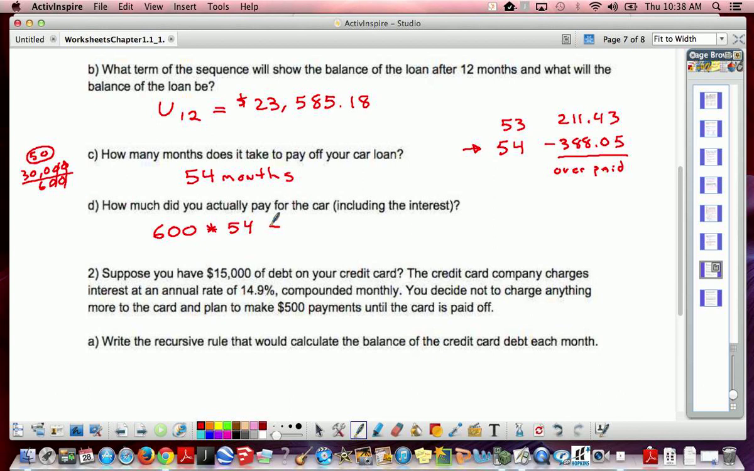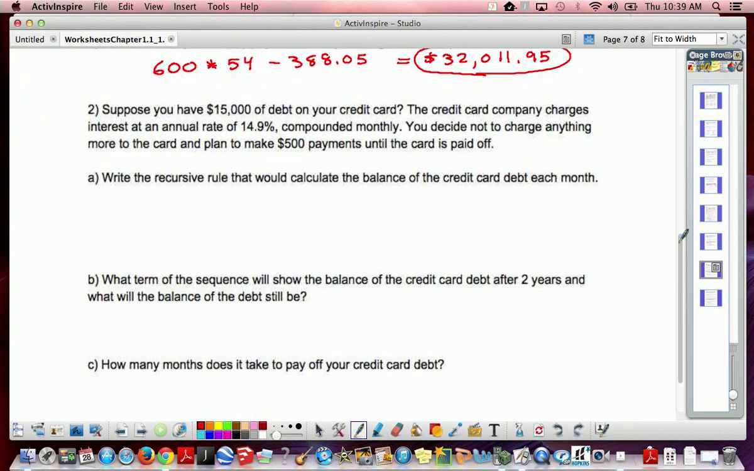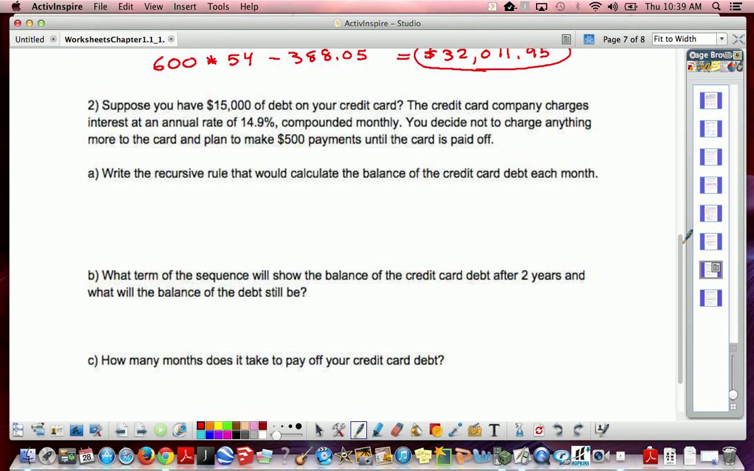So I need to subtract 388.05 from that. So if I type that into my calculator, it should equal $32,011.95. So my $30,000 car actually cost me $32,011.95. So you gotta think about that when you're buying a car and you're borrowing money. When you gotta pay interest on it, it costs a lot more.